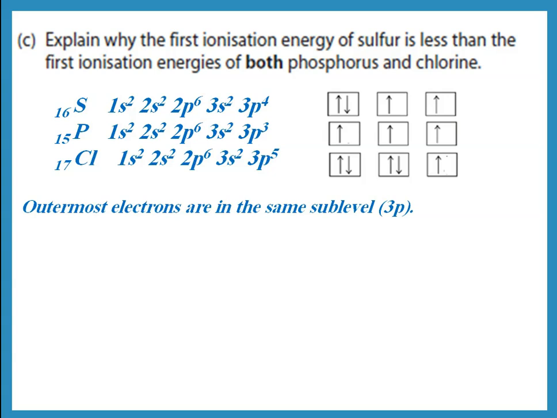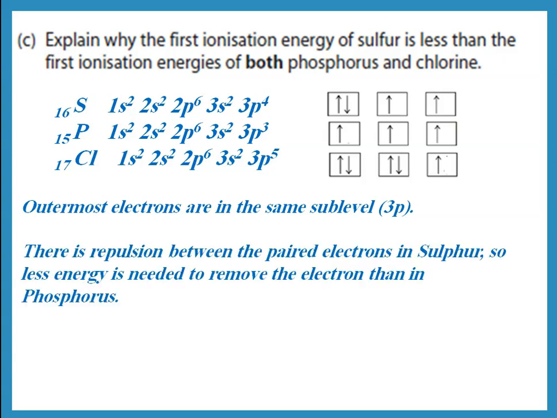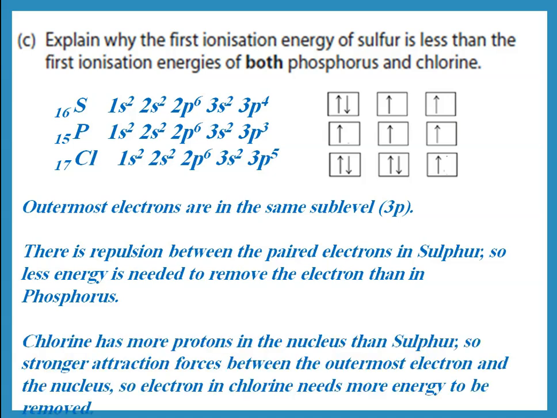So what is the difference between sulfur and phosphorus? Well, the difference between sulfur and phosphorus is the fact that the sulfur has a paired electron, and the paired electrons have more repulsion and are more easily removed, so they will need less energy to be removed. Now, comparing sulfur to chlorine, well, the difference between sulfur and chlorine is that chlorine has more protons in the nucleus, and that means there is more attraction between the outermost electron and the nucleus, so it will need more energy to be removed.